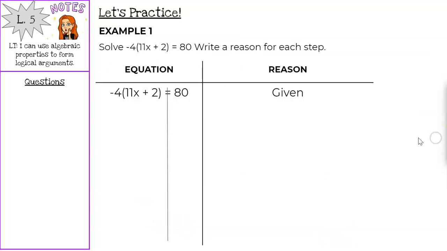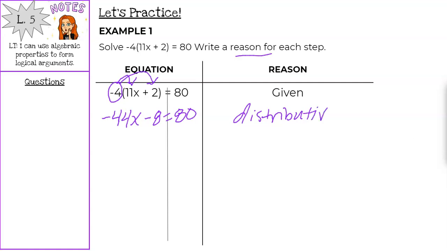So we're going to use those properties to write a reason for solving our equations. We're going to solve this equation, -4 times the quantity 11x plus 2 equals 80, and we'll write a reason for each step. First, we want to get rid of our parentheses, and to do that, we use the distributive property. We multiply the outside number by the inside, so we just write distributive property.